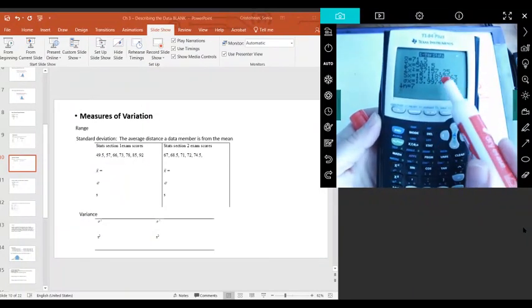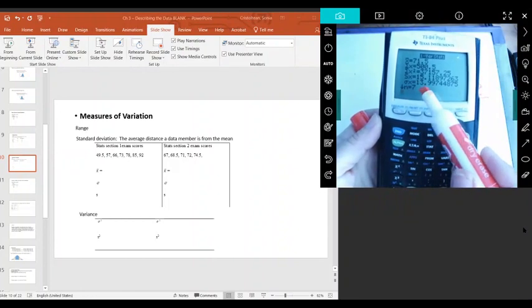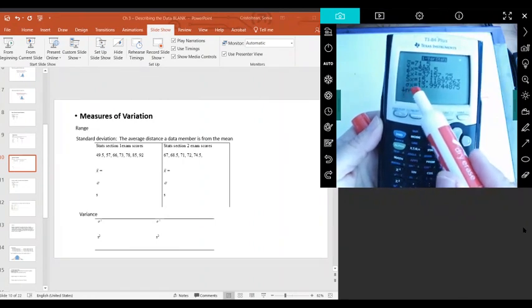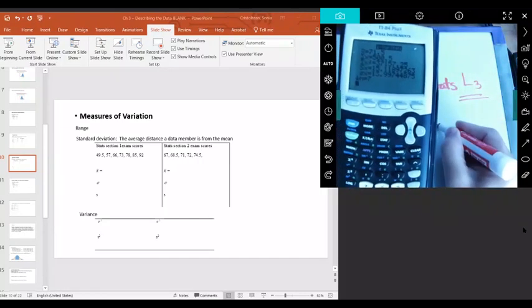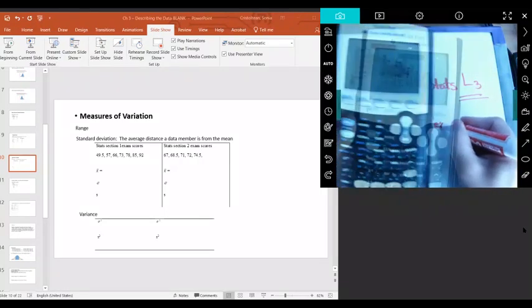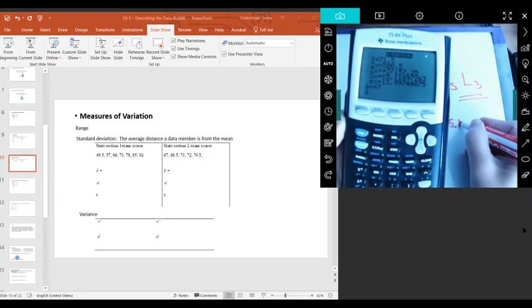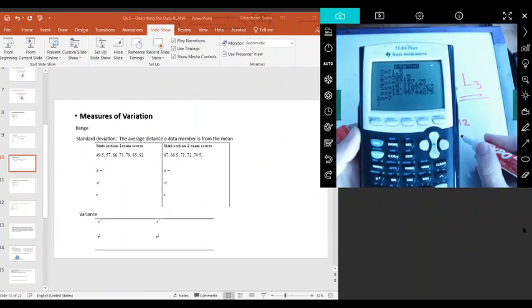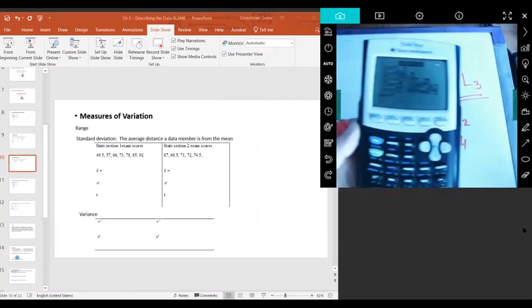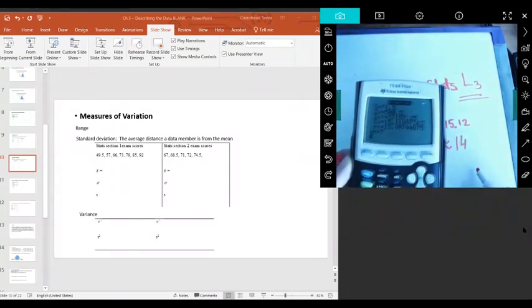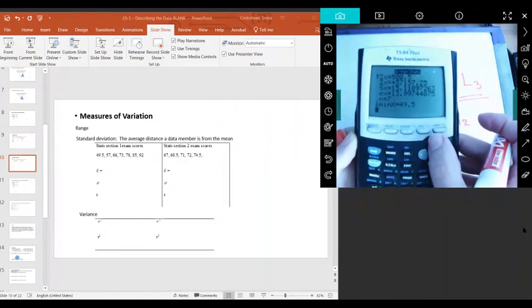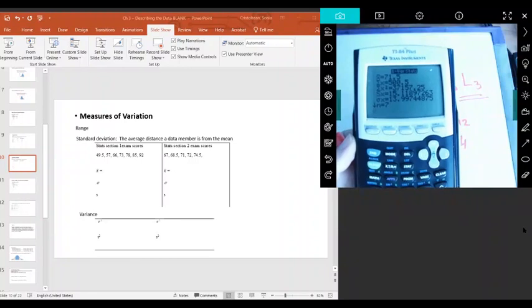Here is what I am interested in: Sx and sigma x. Sx is the standard deviation of the sample. Sigma x is the standard deviation of the population. In this case, S equals, I will approximate that as 15.12, and sigma is 13.99. Actually, rounded to 2 decimal places, it will be 14. Scrolling down, you see some other measures, and we'll be talking about these in the next video. These are measures of location or measures of position.